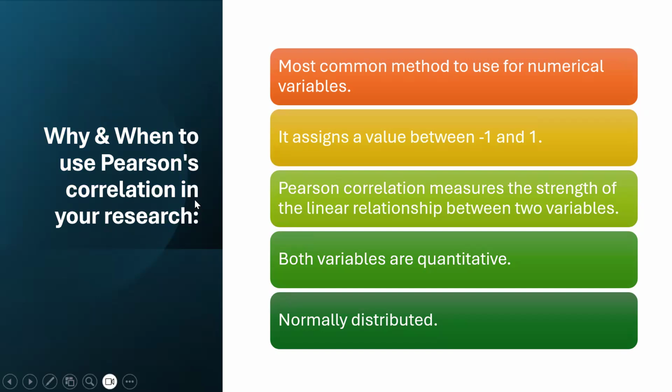When and why to use Pearson's correlation in your research? It is the most common correlation method. It assigns a value between -1 and +1. As we just saw, our value was around 0.47, showing a low positive correlation, and it measures the strength of the linear relationship. Both variables should be quantitative. The weight was a numerical variable and our pain was a numerical variable.